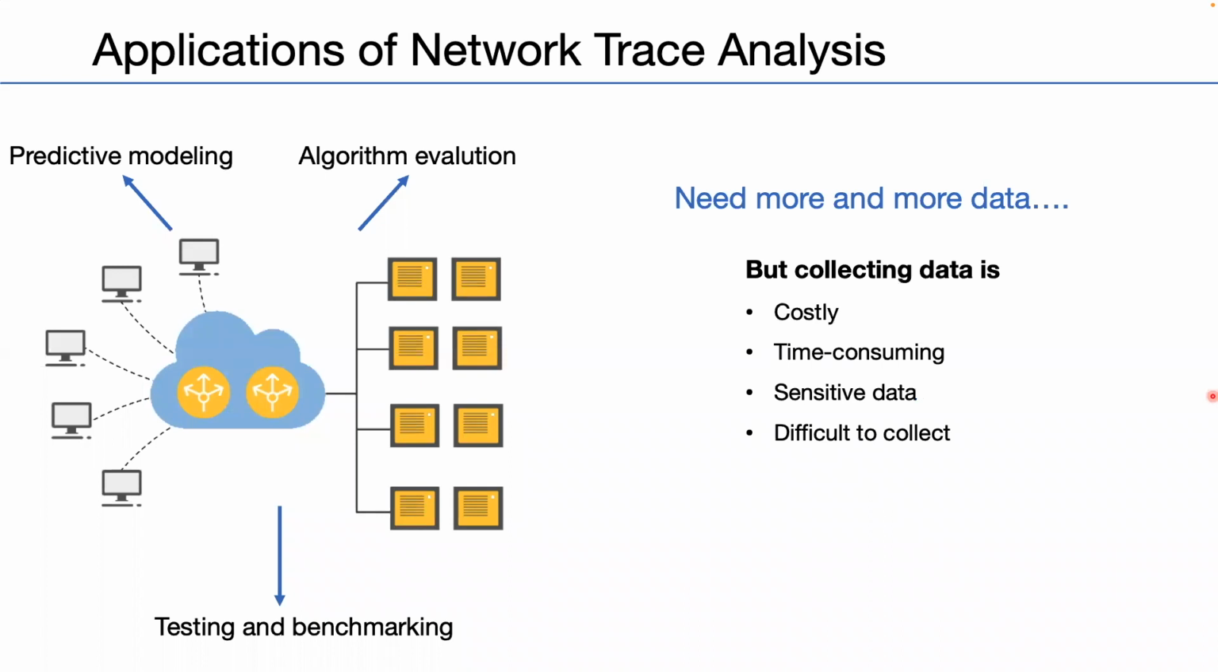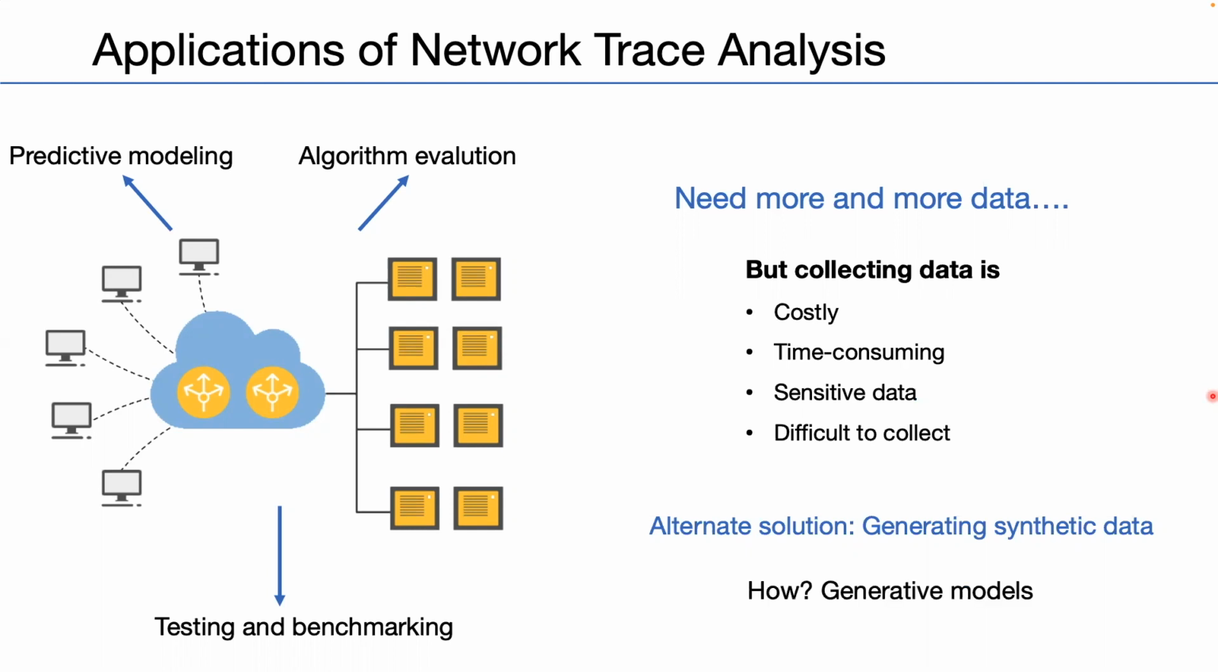However, collecting and sharing IP header traces can be challenging due to privacy concerns and legal restrictions. It can also be a time-consuming and costly process. This is where synthetic IP header traces come into play. By generating traces that mimic the statistical properties of real traces, researchers can explore network behavior and test hypotheses without compromising individual privacy. In this presentation, we will explore how generative models can be used to generate synthetic IP header traces.